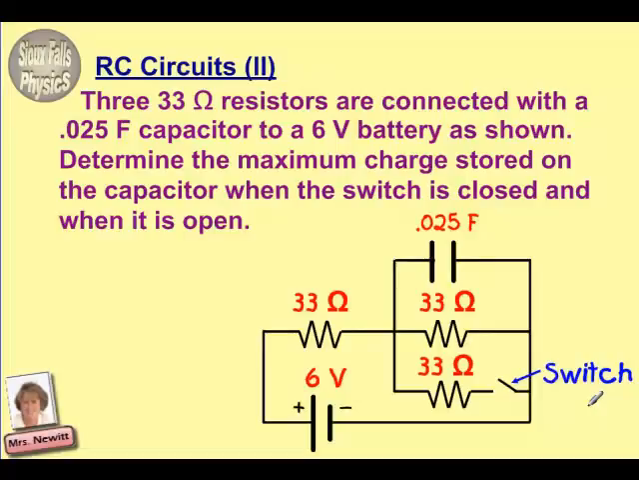Hello everyone, here's your Sioux Falls physics teachers, and today we're looking more at RC circuits. We have 3 33 ohm resistors connected together with a capacitor in the arrangement that is shown. First, we're going to take a look when the switch is closed, and then we'll look at when it is actually open.